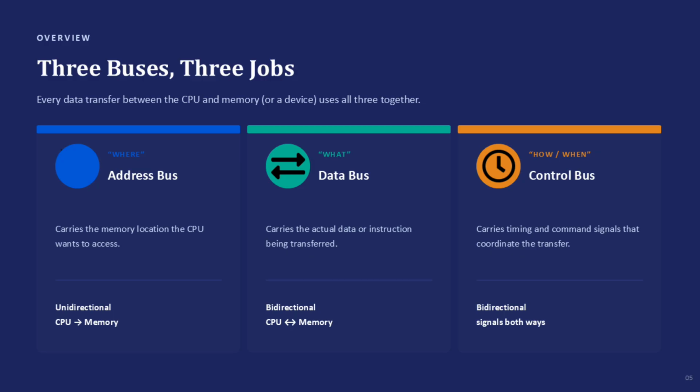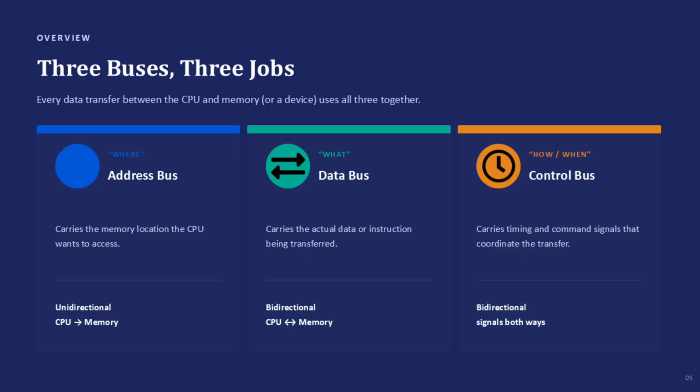The first one is the address bus. It answers the question where. Its job is to specify the memory location that the CPU wants to access. It simply tells memory where to look. The address bus always carries addresses from the CPU to memory or an input-output device. So its communication is one way, or unidirectional.